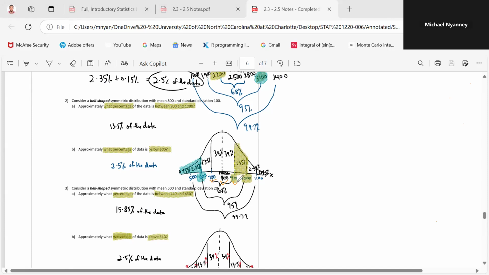Then we double the standard deviation and keep on subtracting. We subtract another 100 from here and get to 600. We add 100 to 900 and we get to 1000. Then you subtract another standard deviation of 100, we get to 500, then you add, we get to 1100. So the question is asking approximately what percentage of the data is between 900 and 1000. You realize that we have 900 here and 1000 here. So this is the percentage of data points within this interval. It's 13.5%.